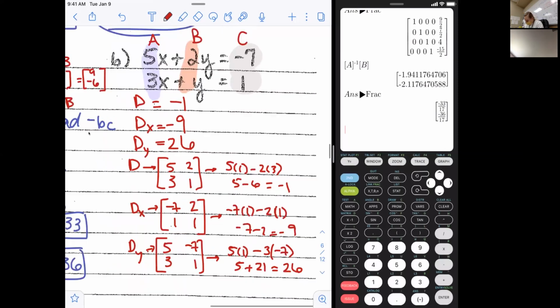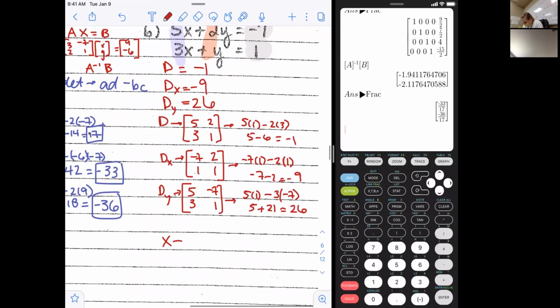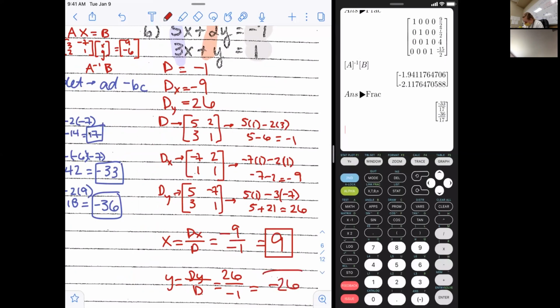Now I have to do x and y. So x is dx divided by d, and then y is dy divided by d. Negative 9 divided by negative 1 is positive 9. 26 divided by negative 1 is negative 26.